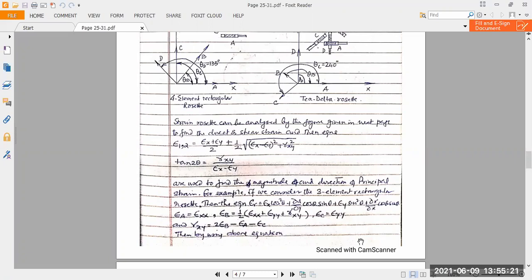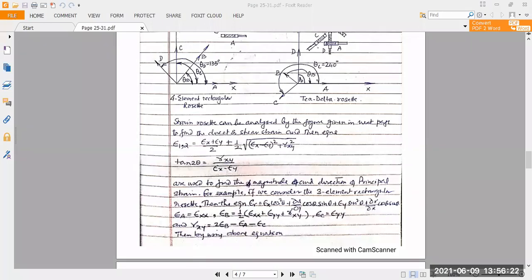So we can use this above equation like here. Just 1 second, please. Okay. Now let us go to the next pages.